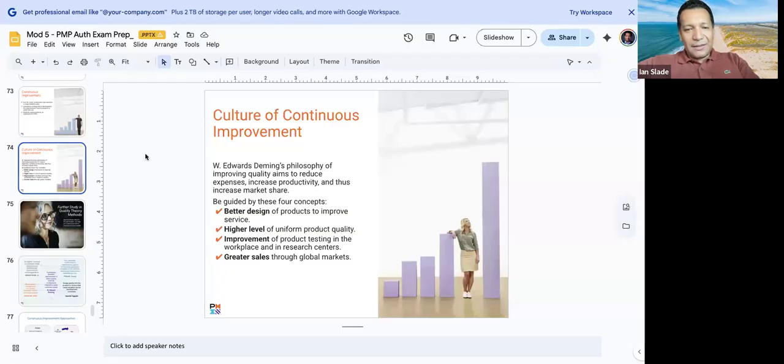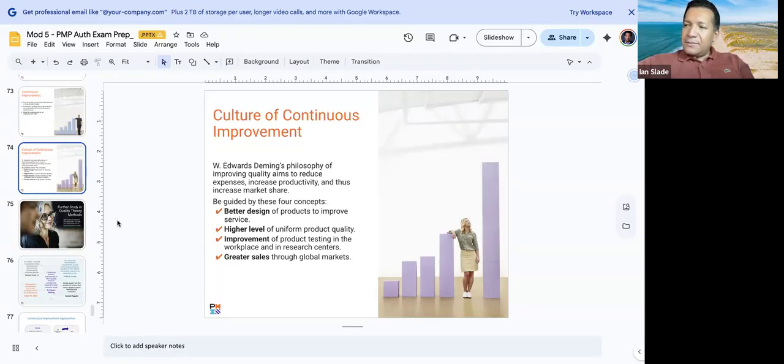So funny story. But yeah, those who embrace continuous process improvement tend to thrive, focusing on how can we create a better design, higher level of uniform product quality, which means, for a Toyota, if you get a Toyota Corolla, the chances that you'll get a lemon is slim to none, right? It's not an exciting car, but the quality is way up there. So looking at improving product testing, earlier we talked about predictive analysis and digital twin, which is what AI can bring to the table. And ultimately, do this work and it will increase your sales.